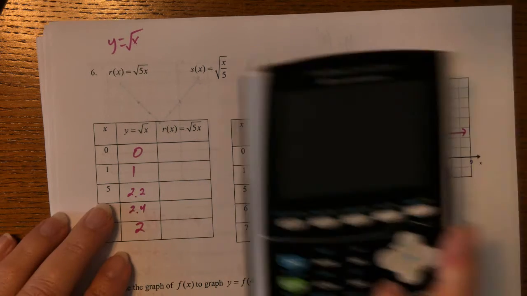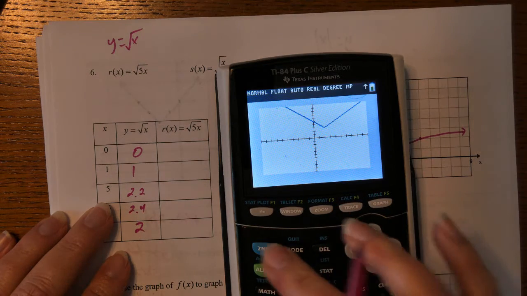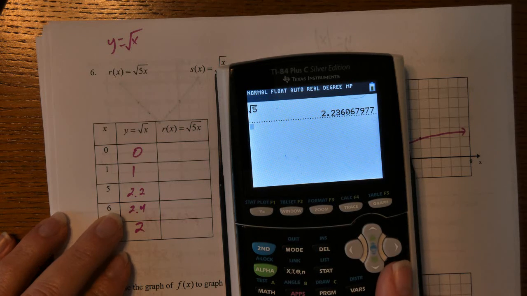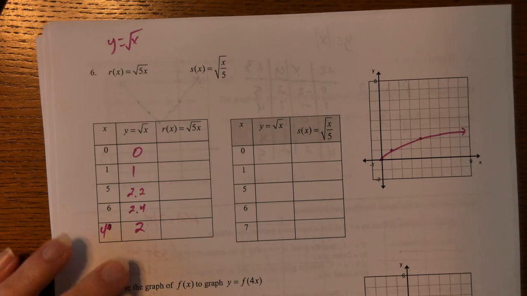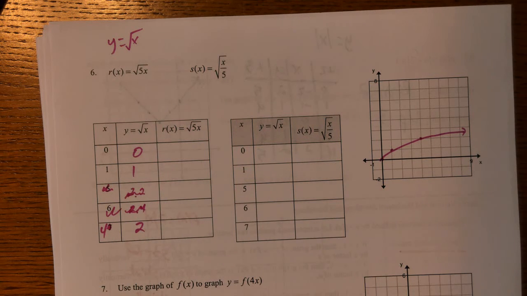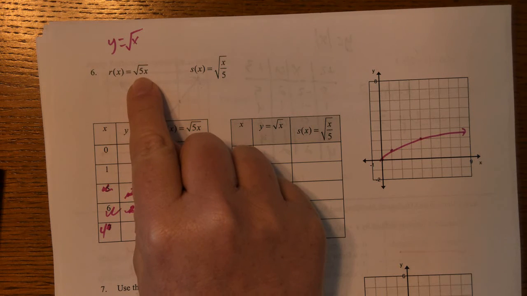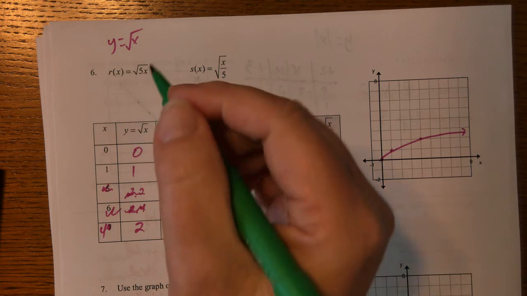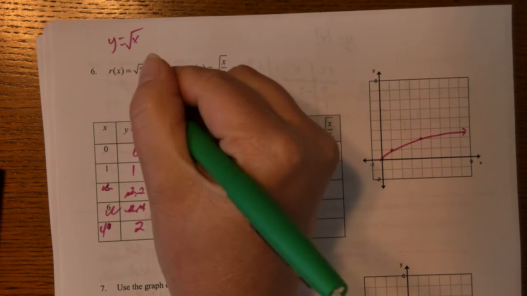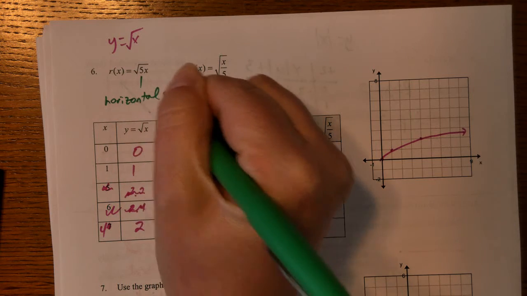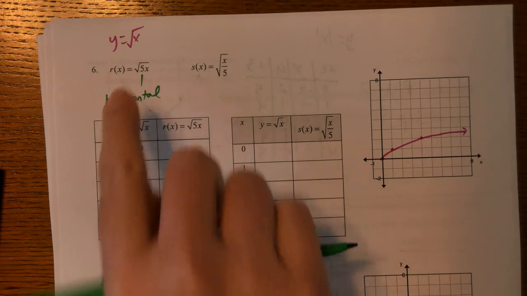Hang on. What was square root of 5? Sorry. Square root of 5 is 2.2. Yeah, I don't really think I need those right there now. Okay, so what happens though with this 5 in the radical with the x? Well, since it's in the radical with the x, it's going to be something horizontal. And normally you would think, oh, well, multiply by 5, that's going to stretch it out.